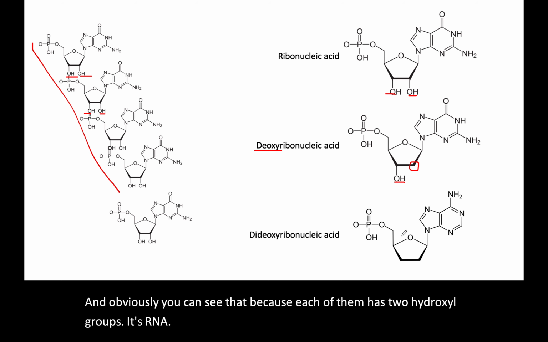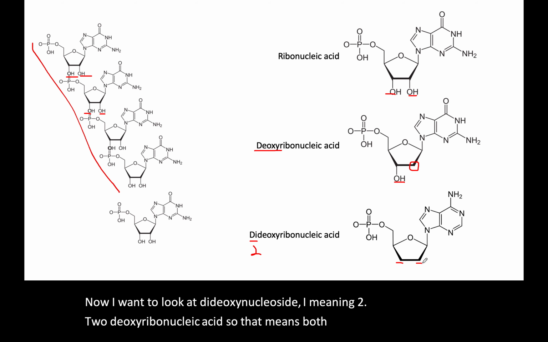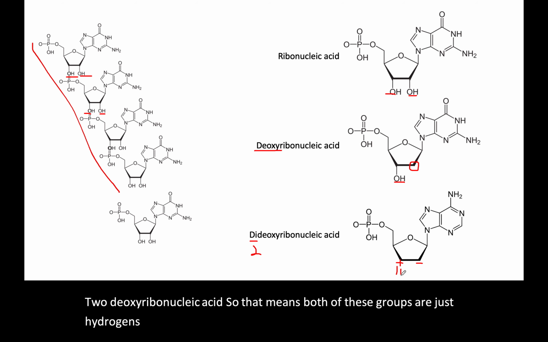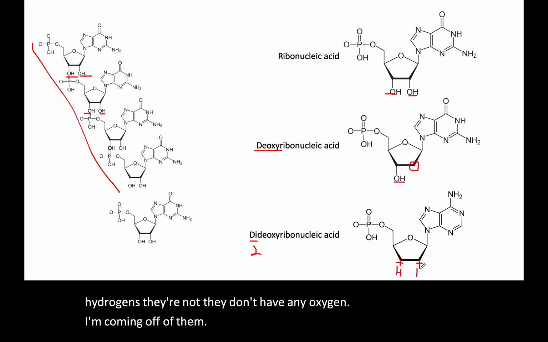Now I want to look at dideoxy. So di meaning two deoxyribonucleic acids. That means both of these groups are just hydrogens. They don't have any oxygen coming off of them. And this will become important in just a moment.